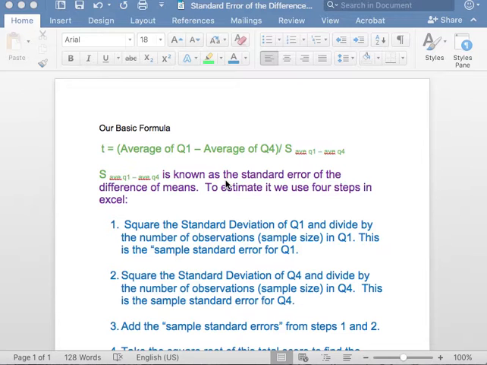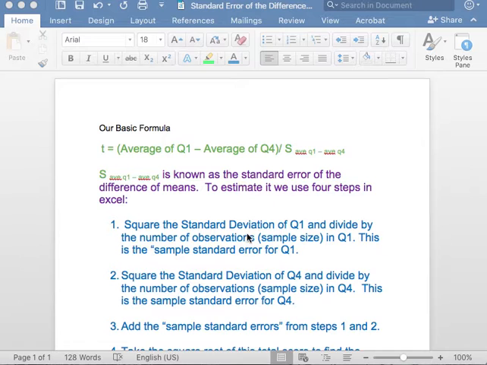The first step is we will square the standard deviation of the first quartile states, and we will divide this squared standard deviation by the number of observations in Q1. This could be 12 or 13. It doesn't matter to me which you choose. The second is the same exact process, but now for Q4. We square the standard deviation of Q4 and divide by the number of observations, or the sample size, in Q4. This is the sample standard error for Q4.